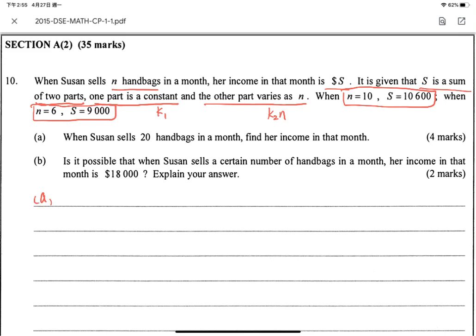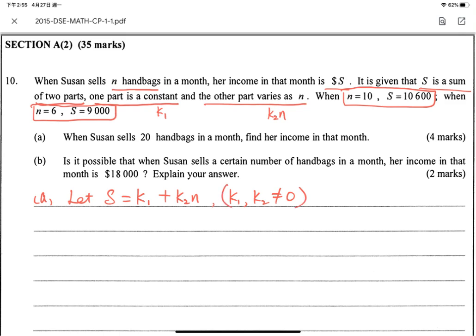So for part A, we know S is a sum of two parts. So S equal to K1 plus K2n. So we need to specify K1, K2, not equal to 0.